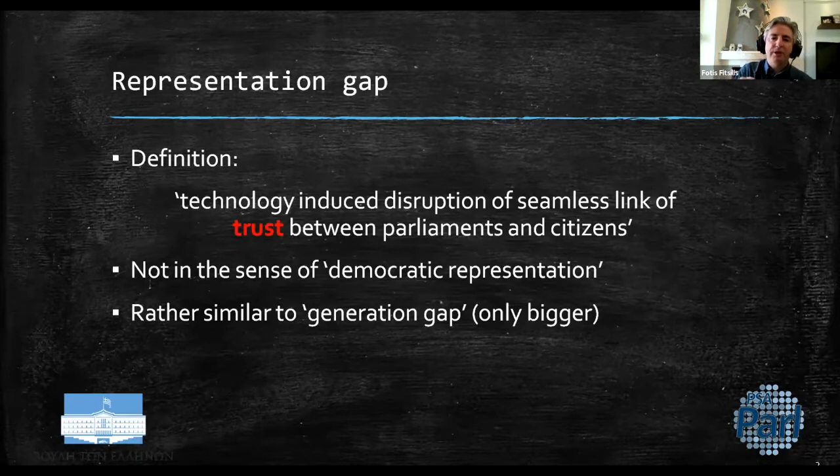When I talk about the representation gap, I refer to it as a technology-induced disruption of the link of trust between parliaments and citizens. So it has a lot to do with trust against the major representative institution. This is not to be understood in the sense of democratic representation. We don't want to mess with the way MPs are elected. We're primarily talking about the link between citizens and the institution, the Parliament. In this sense, this notion is rather similar to the notion of the generation gap, only it could be bigger this time.